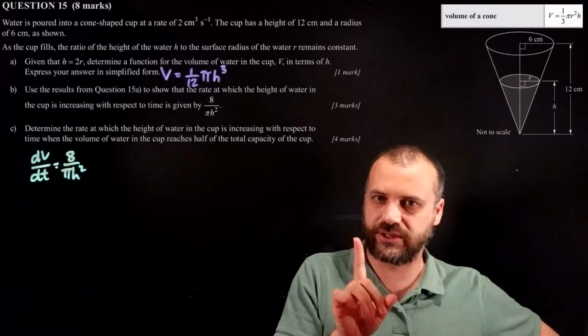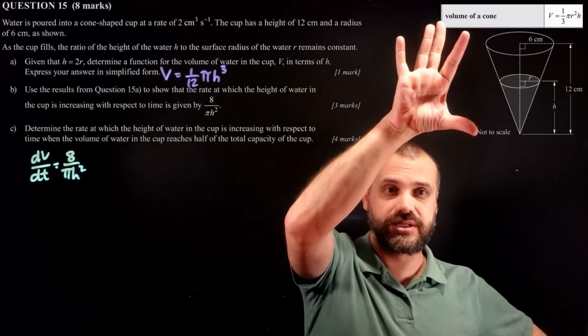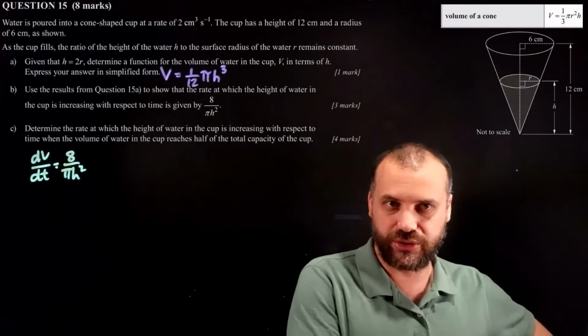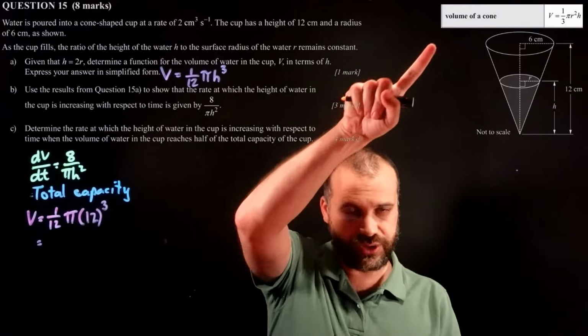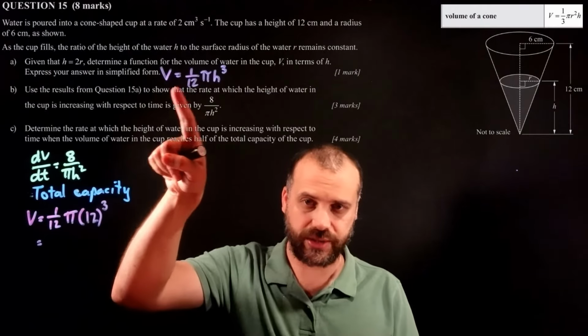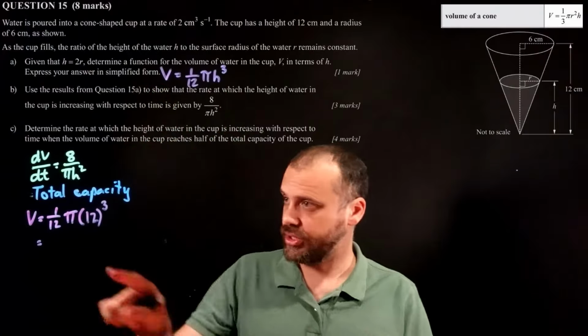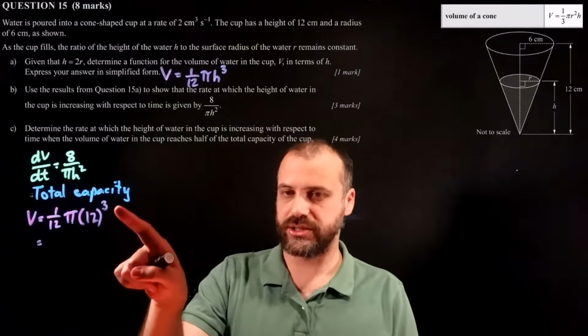In order for us to calculate half of the total capacity, we'll just calculate the total capacity and divide that by 2. So let's calculate the total capacity using the volume of a cone formula. Now I know I said I was going to use the volume of a cone formula, but how about this one? This is also the volume of our cone, and it's simpler because I just have to worry about h. So that's what I've done, 1 over 12 times pi times height cubed.